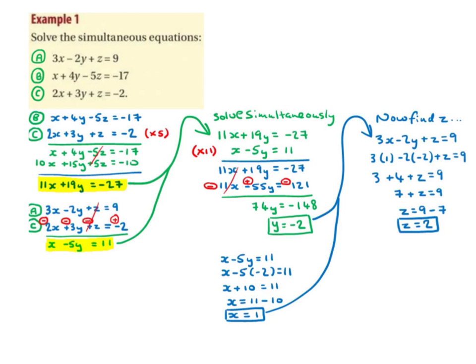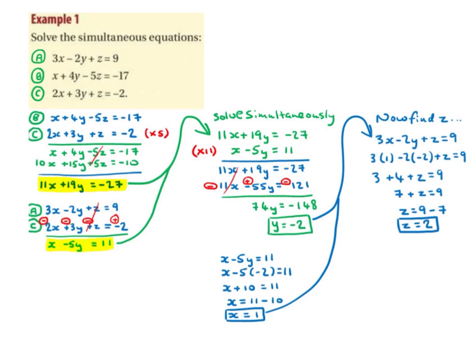So this is the same question, but just done slightly differently. I've taken the three equations and I've labelled them A, B and C. So I'm going to take B and C, the second and third equation, and I'm going to try and eliminate the z's. So B is x plus 4y minus 5z is equal to 17, and C is 2x plus 3y plus z is equal to minus 2.